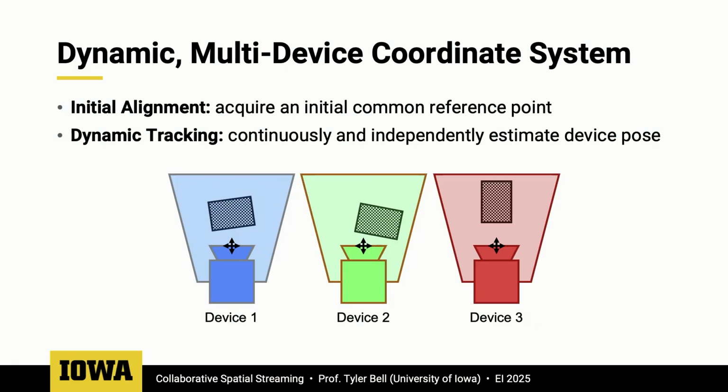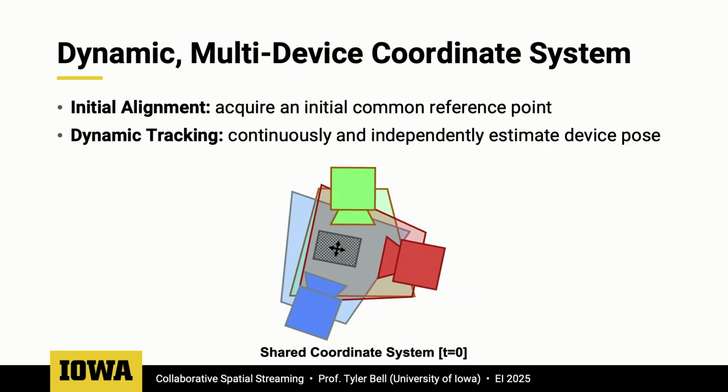So here's our imaging system as it begins. We have a bunch of devices in their own coordinate spaces. If we point them all at the same target here, we can have them agree that this target is the world origin. This target is 0, 0, 0, let's say, and all of these devices will know where they are relative to this point.